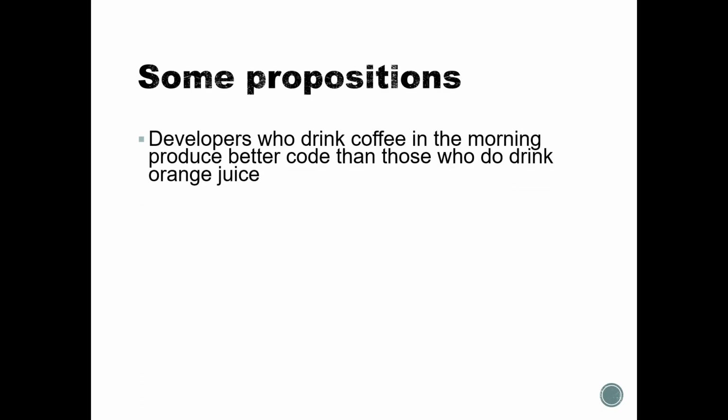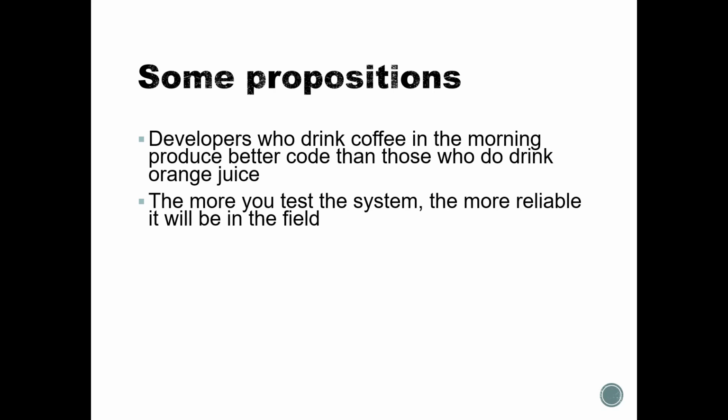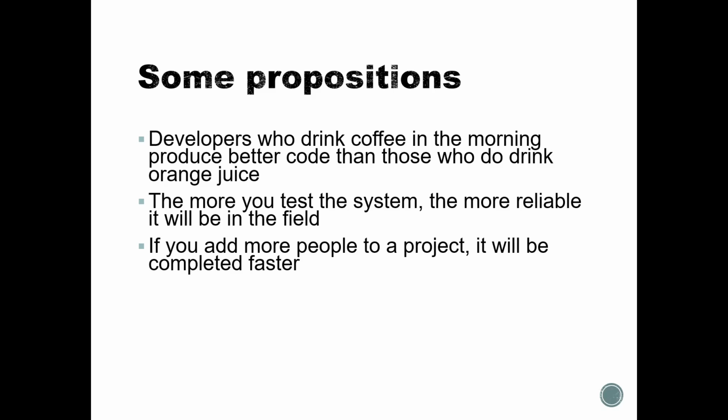So there's a couple of things mentioned here which more or less are aspects we sort of kind of know. But on the other hand, we also can't say that it actually works like that. So the first one is that developers who drink coffee in the morning produce better code than those who drink orange juice, or that the more you test the system, the more reliable it will be in the field, or if you add more people to a project, it will be completed faster.